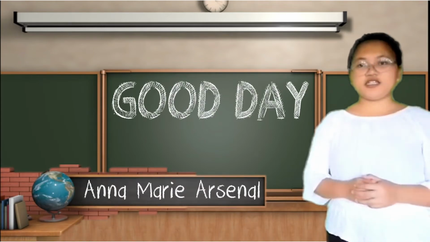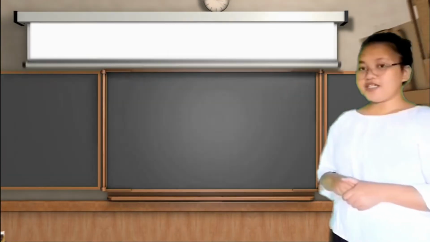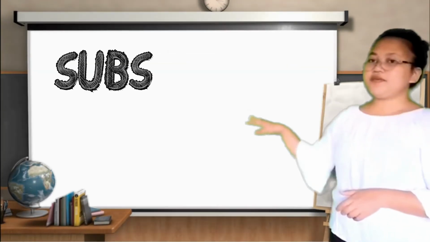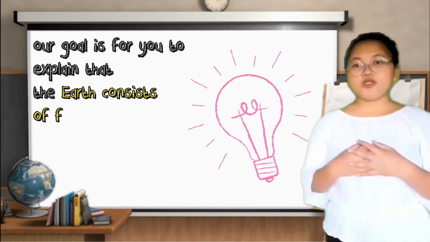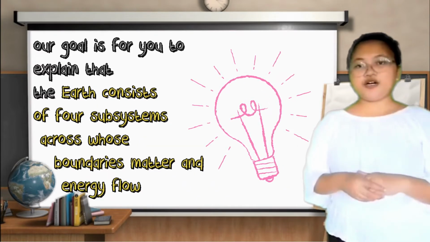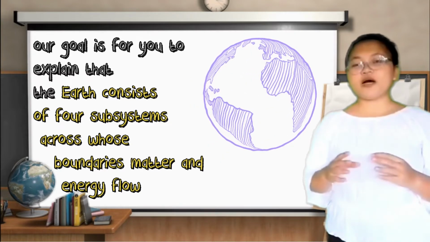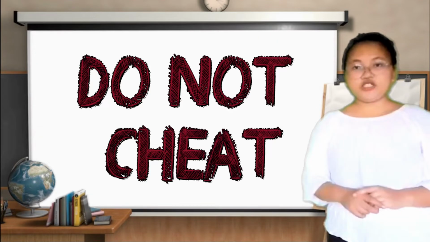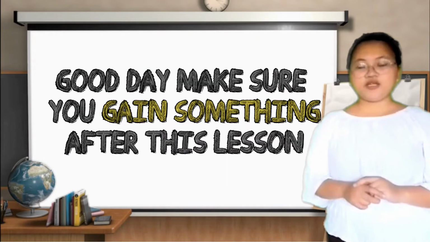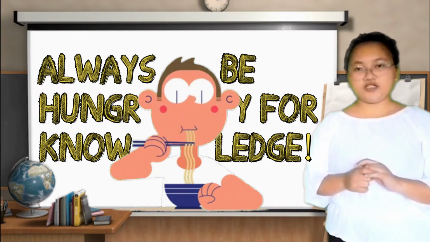This is your second day in Earth Science Week 1. So the second lesson for this week is the subsystems of Earth. In this lesson, our goal is for you to explain that the Earth consists of 4 subsystems across whose boundaries, matter, and energy flow. Again, do not cheat. Make sure you gain something after this lesson. Always be hungry for knowledge.